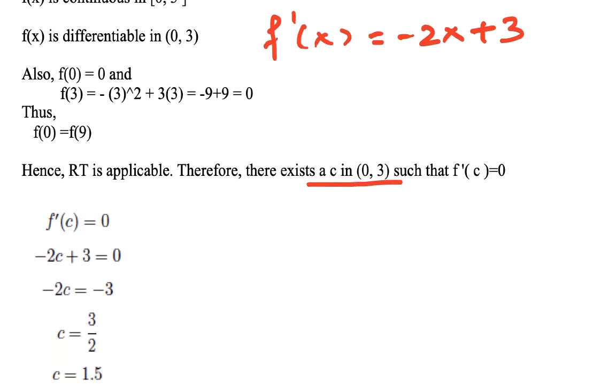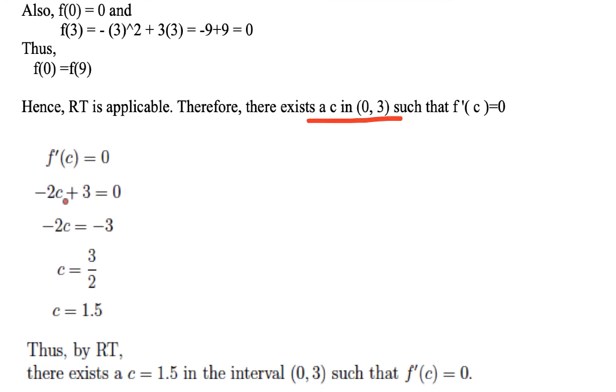equation for c. When you put f prime of c to be 0, clearly you would just replace x in the derivative of this function, which was minus 2x plus 3, by a simple c. We get minus 2c plus 3 equal to 0. Solving for c, we get the value to be 1.5. Hence, by Rolle's theorem, there exists a c equal to 1.5 in the interval 0 to 3, such that the derivative at that point is 0.